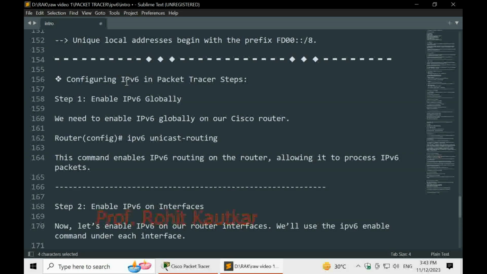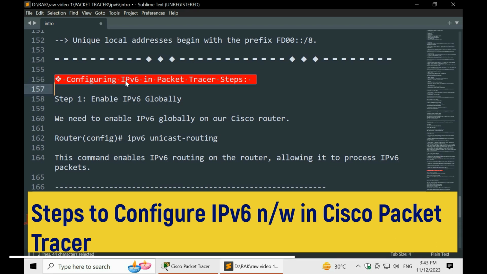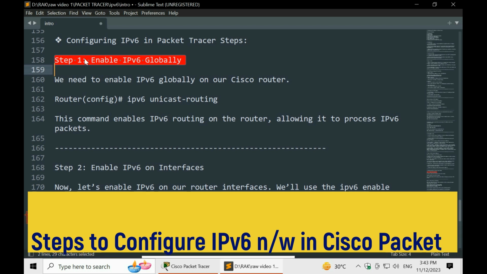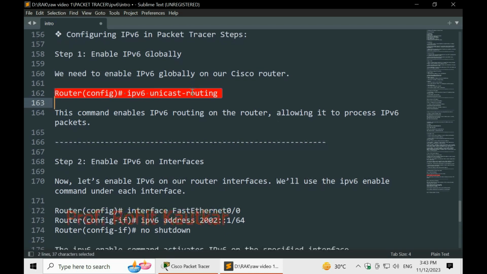Now friends, at the end of this theoretical discussion, I am going to discuss the steps we are going to follow in Packet Tracer in order to configure an IPv6 network. The first step is enabling IPv6 globally. We have to go to the command line interface of the router and type the command ipv6 unicast-routing. This command will enable IPv6 routing on that router and allow the router to process IPv6 packets. This is the first important command we have.